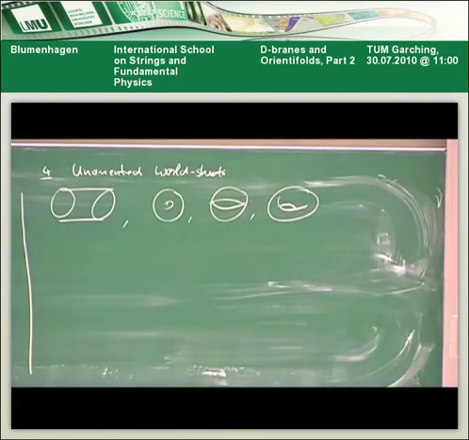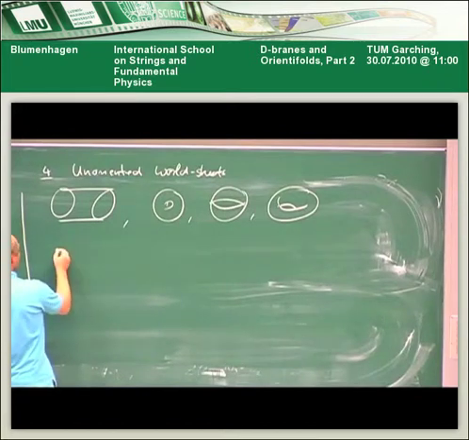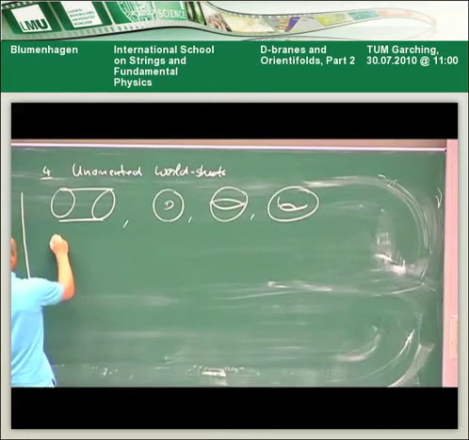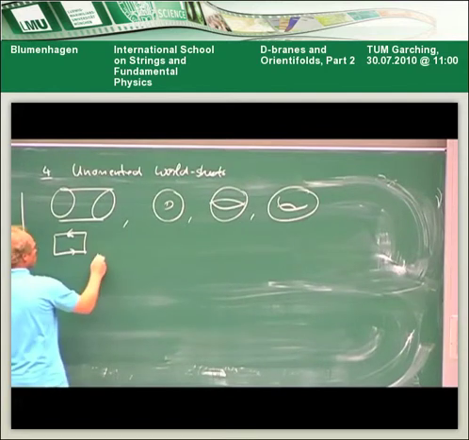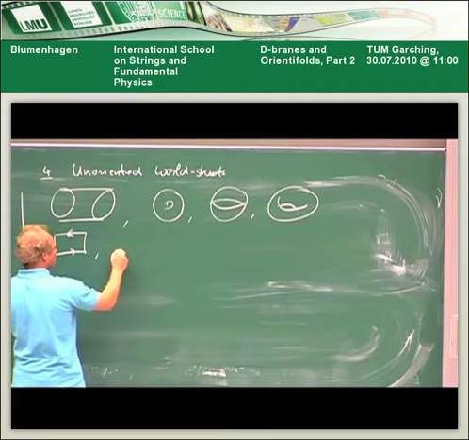But there are also non-oriented surfaces, like a Möbius strip, which I can't draw. Well, I just draw it in my way. So this is a Möbius strip. Or an RP2. This I can draw, I think.